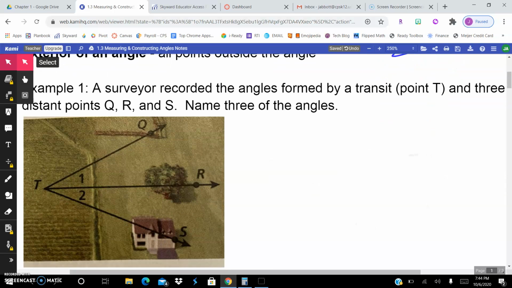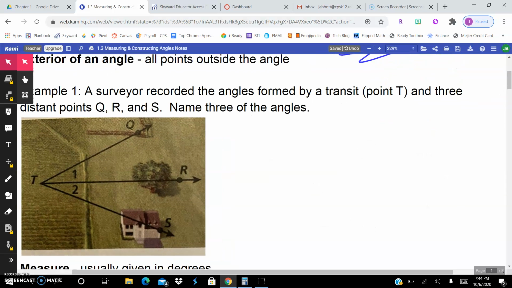So example 1: a surveyor recorded the angles formed by a transit, which is point T, and 3 distant points, Q, R, and S. And they want you to look at this picture and name 3 different angles. So the first angle that I see is right here. And when we write angle names, we have to write the angle sign. And then you got to start at one of the outermost points. So in this one, I have to start with either Q or R.